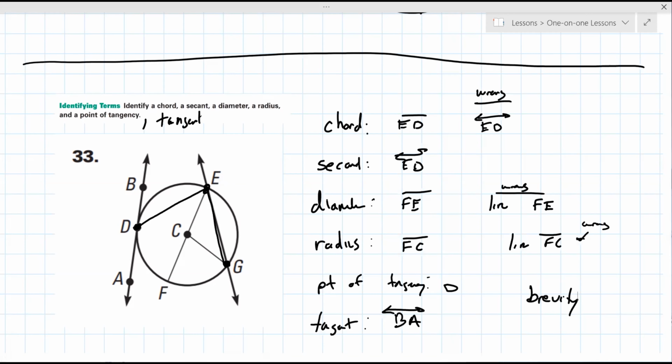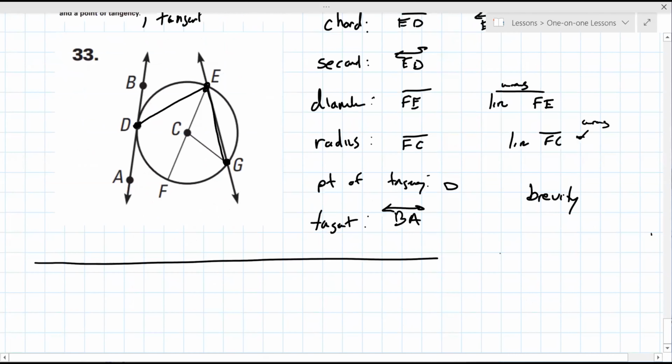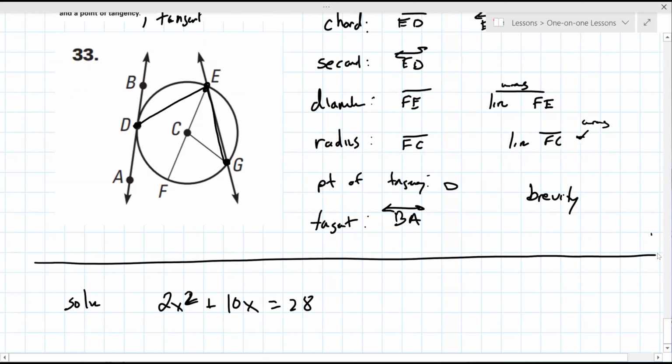Okay, I found a couple of factoring problems I think would be good to look at just to remind you how to solve them. So for example, I want you to solve 2x squared plus 10x equals 28. Solve by any method that you want, and then we'll review how to do some of these things. Okay.